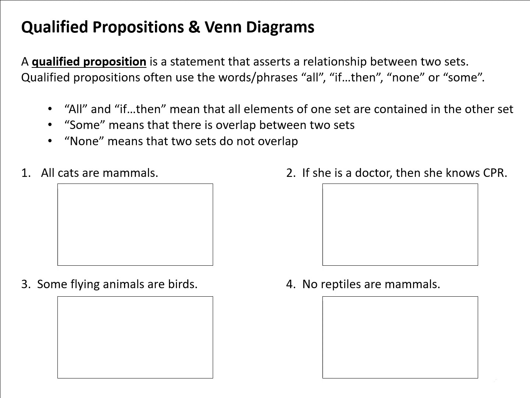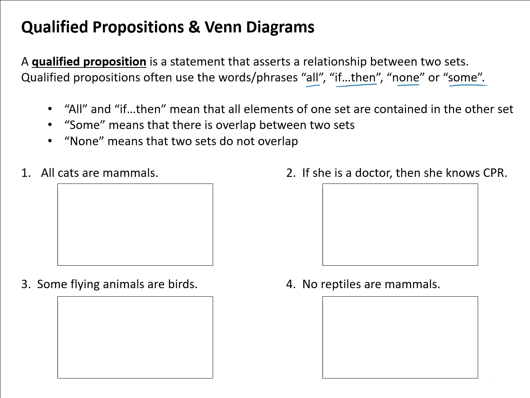Now we're going to look at how we can use Venn diagrams to draw out certain statements into a picture. And then we can use those pictures to actually analyze logical arguments. So a qualified proposition is defined as a statement that asserts a relationship between two sets. Qualified propositions often use the words or phrases all, if, then, none, or some.